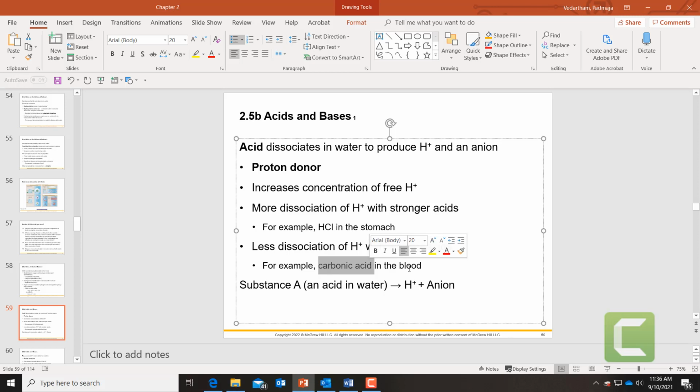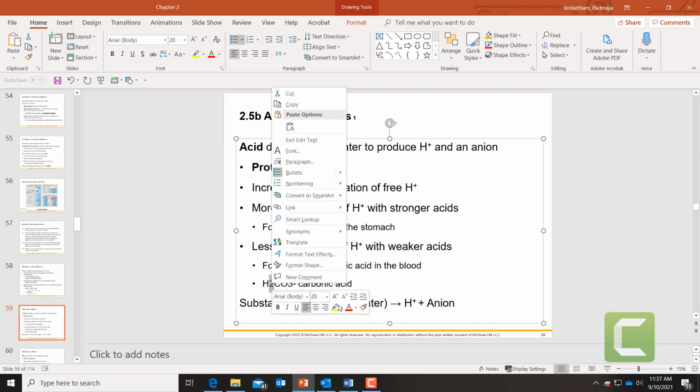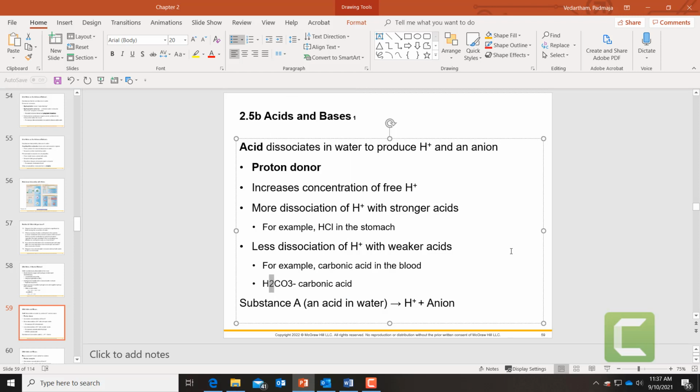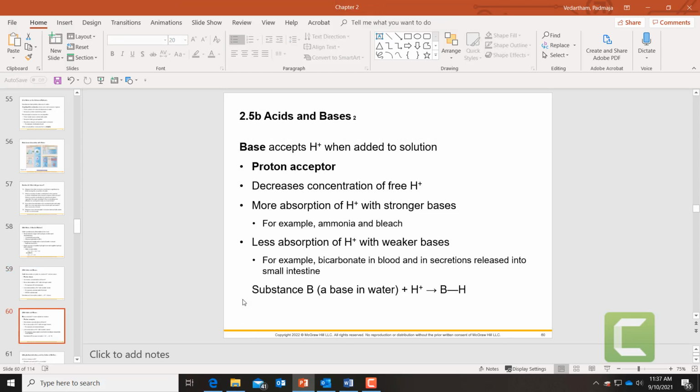In the blood, we have an acid called carbonic acid, which is H2CO3. I want you guys to remember this. This is carbonic acid, and it's a weak acid. So H2CO3 or vinegar, those are all weak acids. So they produce hydrogen ions.